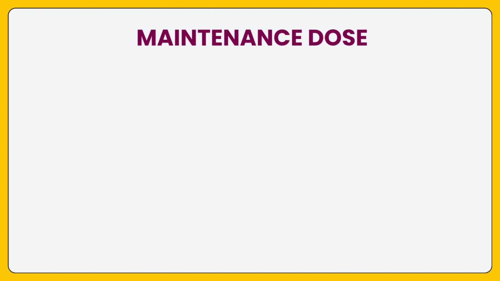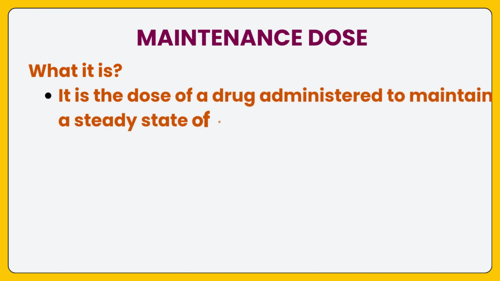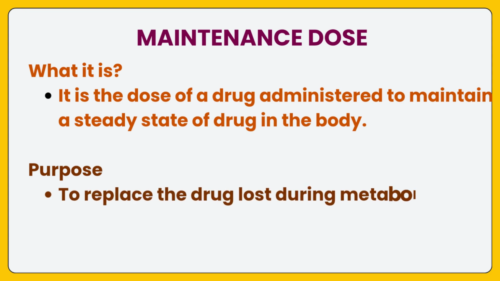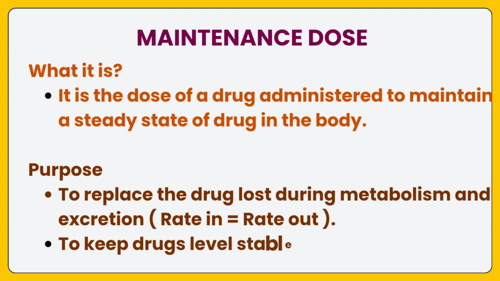Moving on towards the maintenance dose. From the name itself it can be understood that it maintains. Maintenance dose is the dose of a drug administered to maintain a steady state of drug in the body. You may wonder what's the purpose of maintenance dose. To replace the drug lost during metabolism and excretion. Rate in equals rate out. To keep drug levels stable over time.